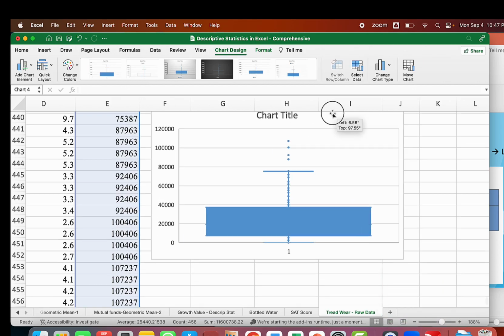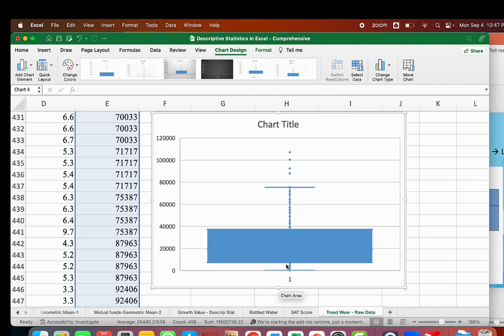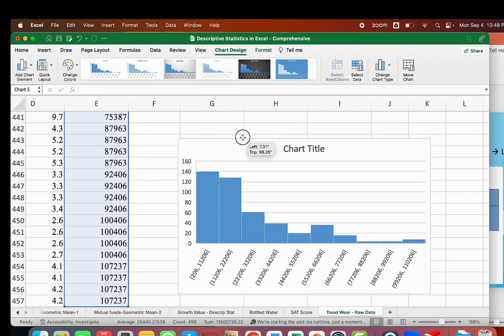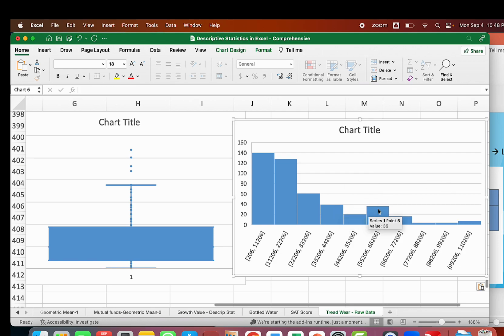So I have got this box and whisker plot, and as you can see here, there is a long whisker, which means if I make a histogram of this one, it will be right skewed. Insert histogram, and you can see here's a histogram. This histogram is right skewed or positive skewed, and the same thing is also confirmed by the long whisker, which means there is a skew on the right side.